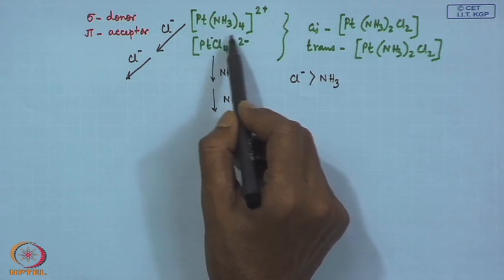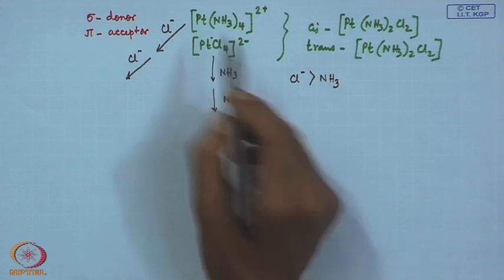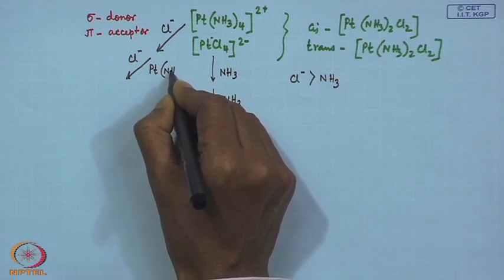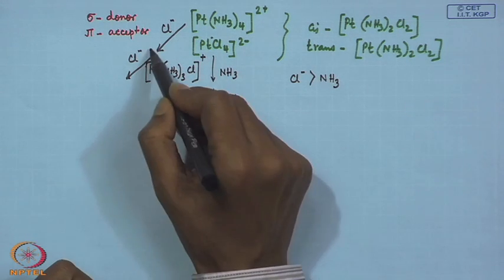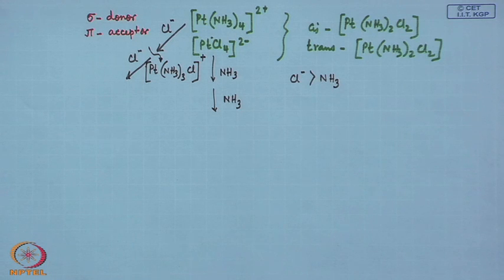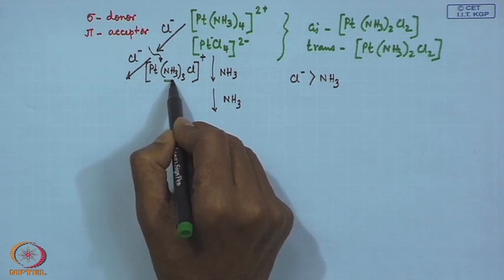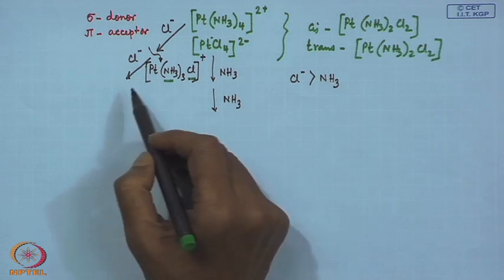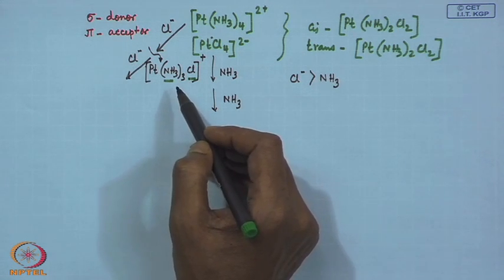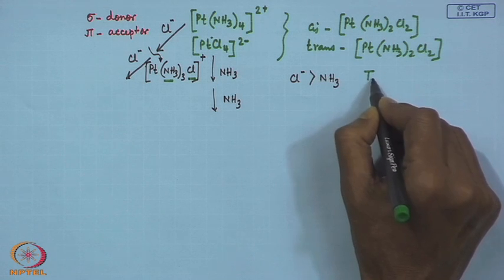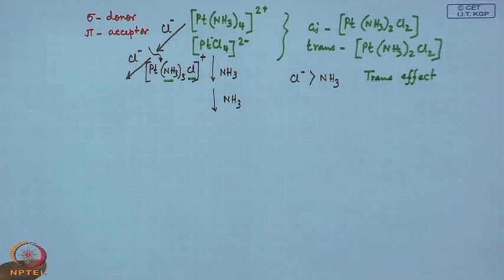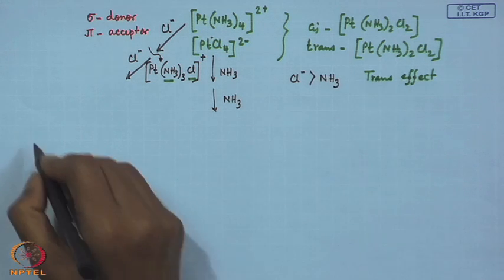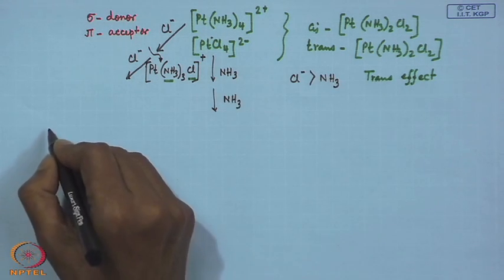So, when all four are the same, immediately we get the substitution, that is, Pt(NH3)3Cl, which we get as plus Cl. At this point we make this molecule immediately, and only then we have the choice for NH3 and Cl. In the second step, which group leaves the system for the attachment of the second Cl will be dictated by the trans effect, and this trans effect sequence, Cl⁻ greater than ammonia, will ultimately tell us whether we get the trans molecule or the cis molecule.